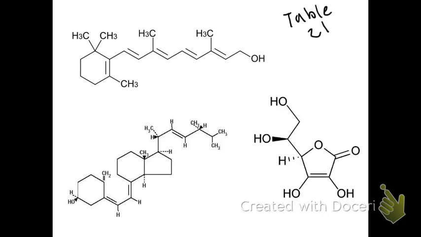And so I would pause this for a minute, take out my IB data booklet, and look at table 21, and get familiar with these three structures and where they're at. So when you're taking the test, you'll know where to turn. All right, the first one here up at the top is vitamin A. So this is vitamin A, also known as retinol. Okay, vitamin A, retinol.